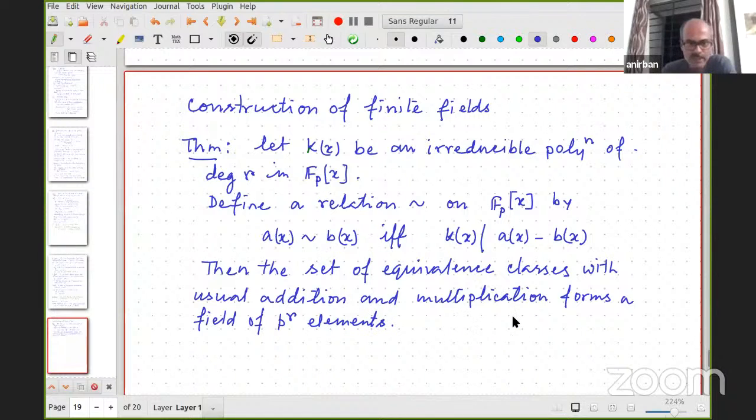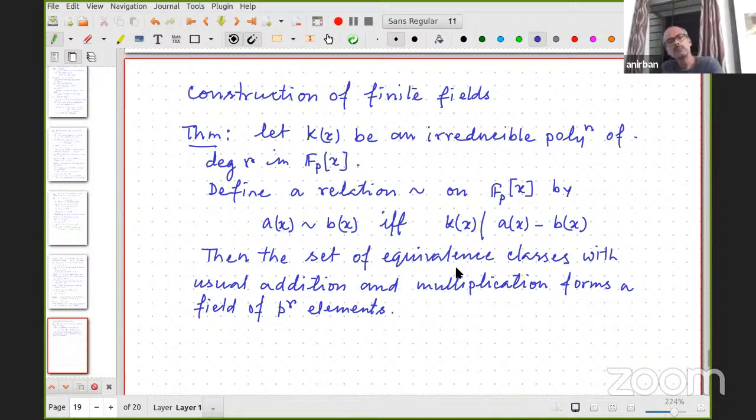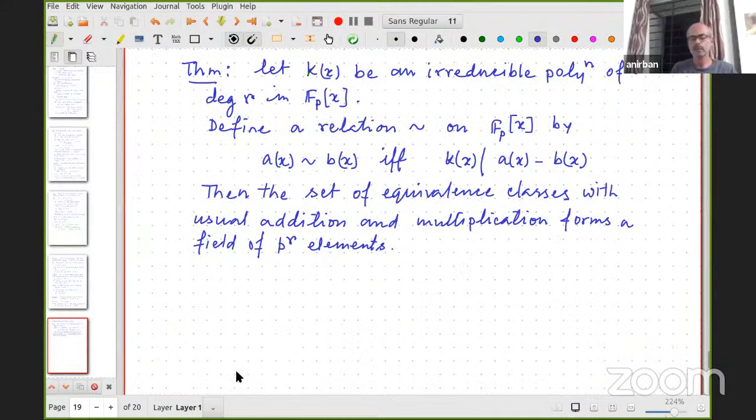Yes. So let's just consider this statement once more. If you have an irreducible polynomial k(x) in Fp of degree r, then this gives a construction for a field of order p to the r. We will later see how to construct such irreducible polynomials. This theorem simply assumes the existence of such an irreducible polynomial and then constructs the field.